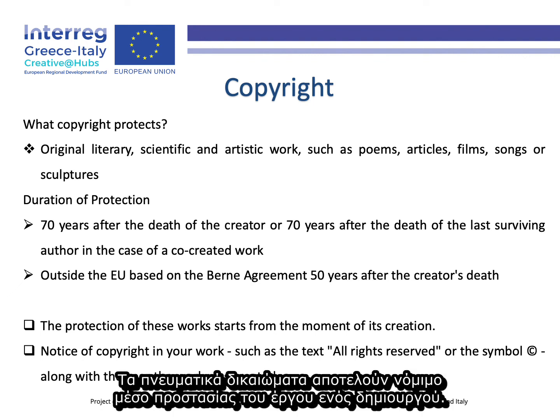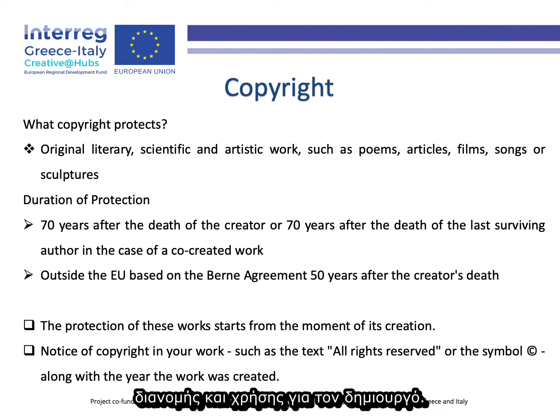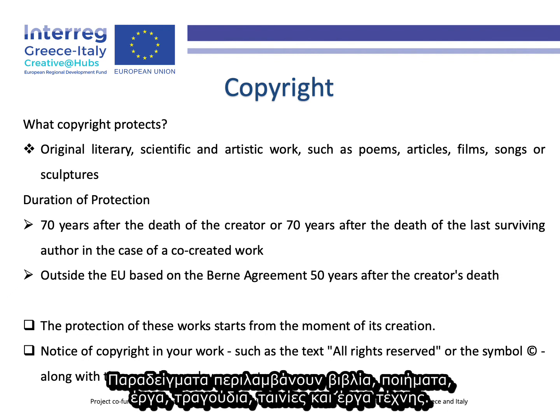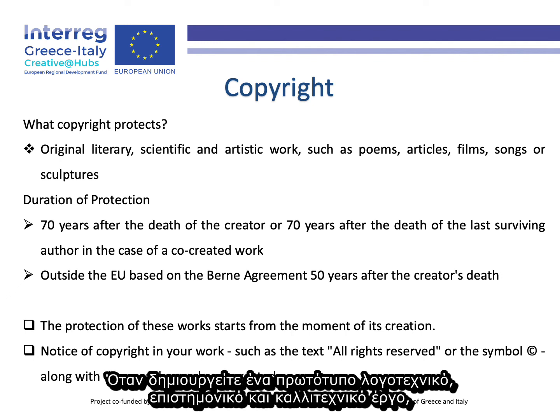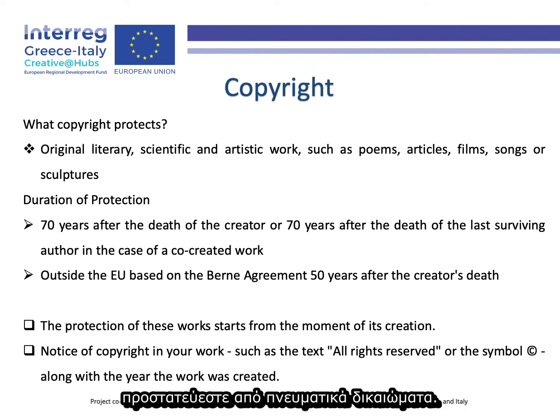Copyright is a legal means of protecting an author's work. It is a type of intellectual property that provides exclusive publication, distribution, and usage rights for the author. Many different types of content can be protected by copyright. Examples include books, poems, plays, songs, films, and artwork. When you create an original literary, scientific and artistic work, such as poems, articles, films, songs or sculptures, you are protected by copyright. Nobody apart from you has the right to make a work public or reproduce it.